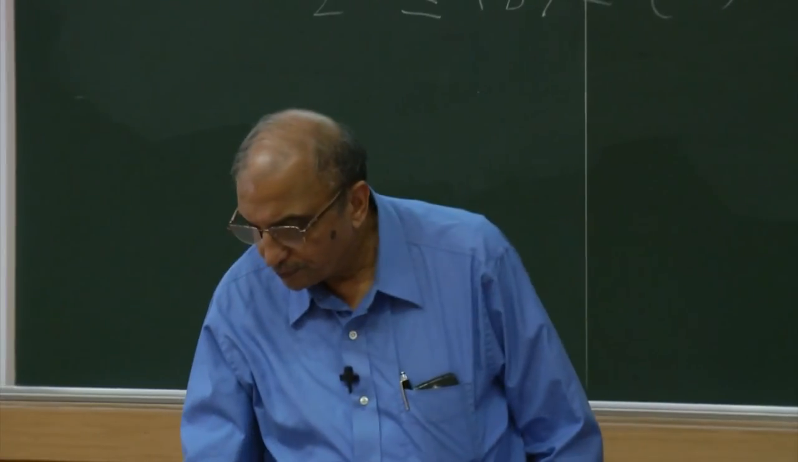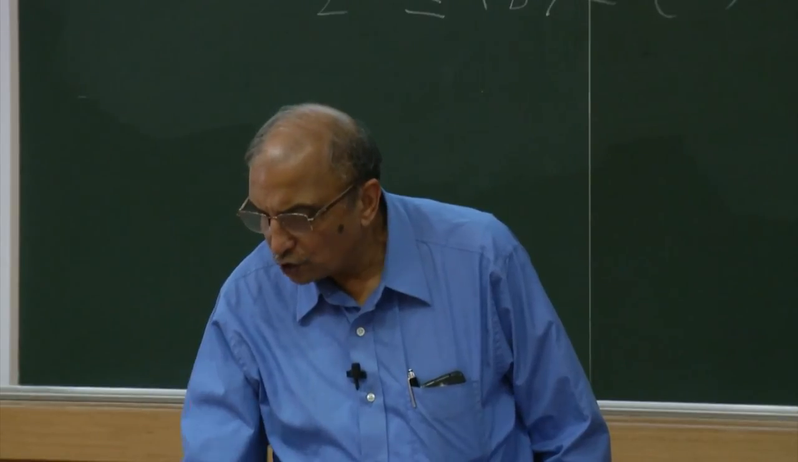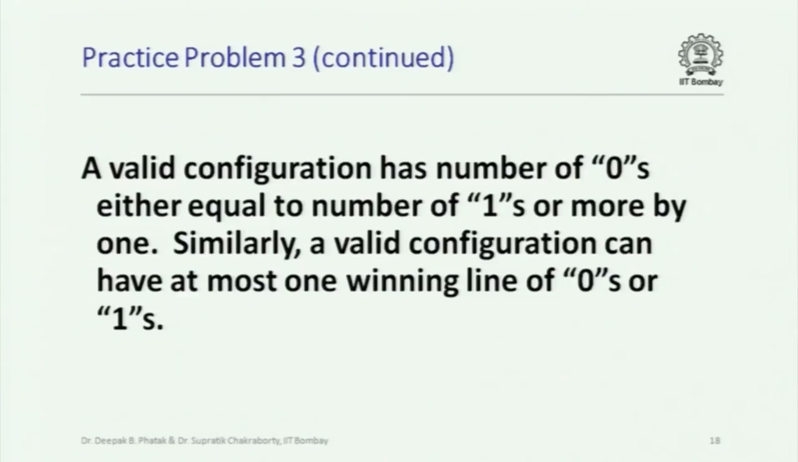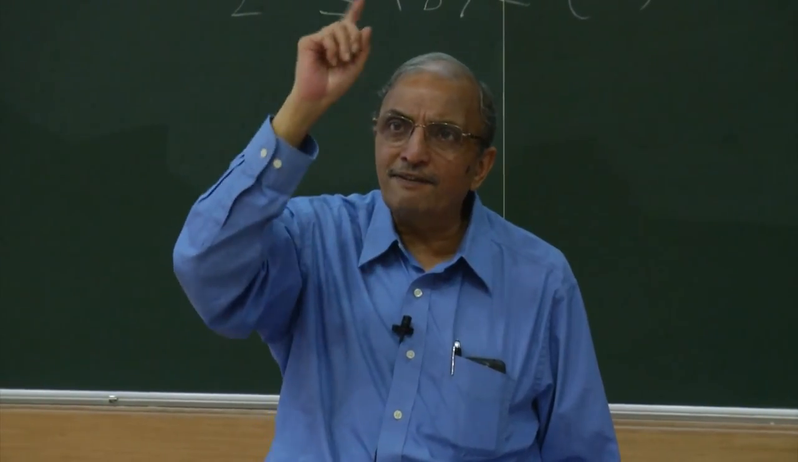In a different case. So what you are saying is that at most one winning line is not necessarily the condition of validity. Yes. Right. There is one unique combination where two winning lines may be there. Yes. But only one specific combination. Yes. Or its mirror image. Yes. If we start with one, then it's the mirror image. No. If we start with zero, then there is exactly one combination.